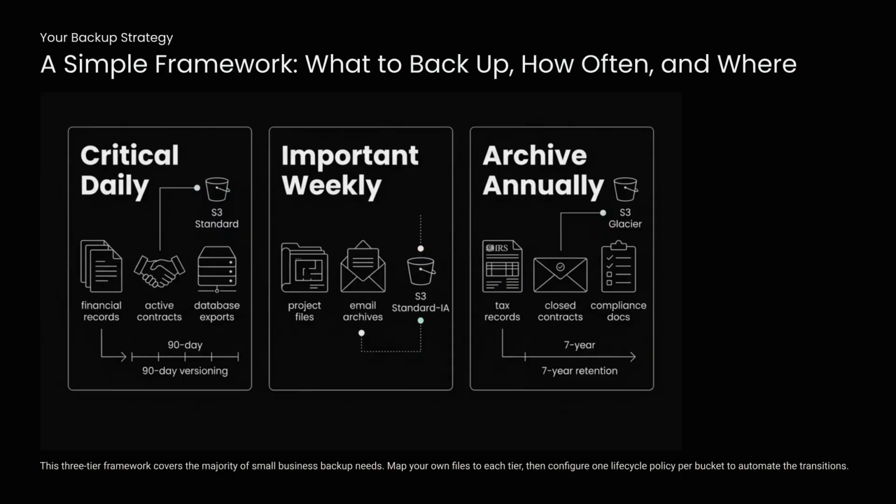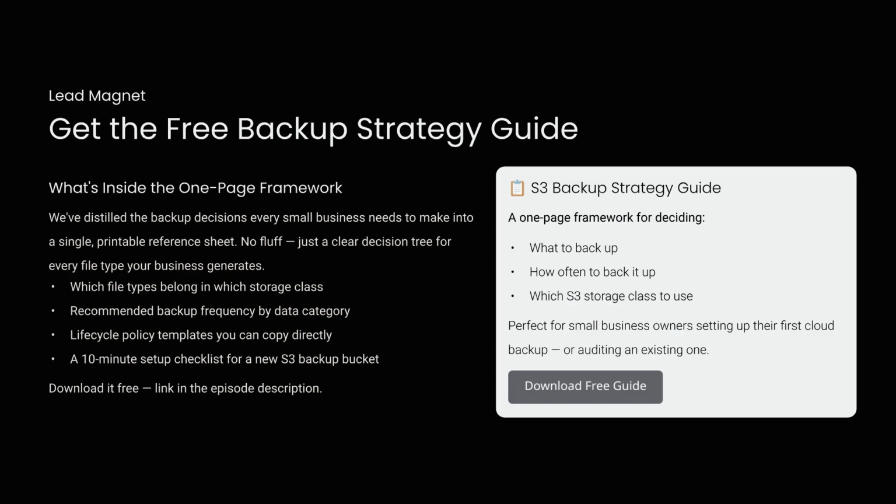Do not forget to enable versioning when you create the bucket. Without it, accidental deletions are permanent. Finally, establish a naming convention from day one to keep your files organized and easily retrievable. We have a simple 3-tier framework for what to back up, how often, and where. Map your files to these tiers and use lifecycle policies to automate the transitions, simplifying your business backup needs.